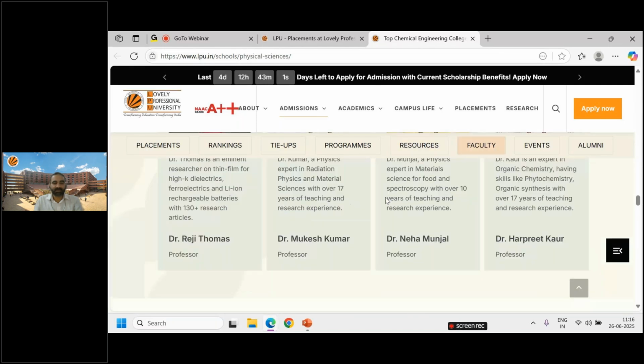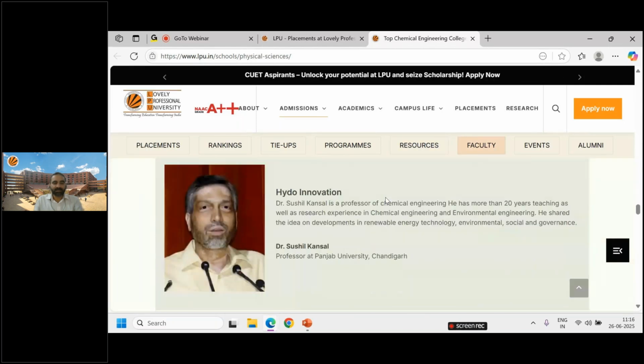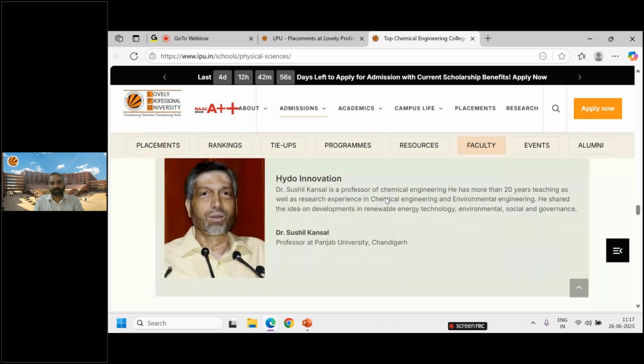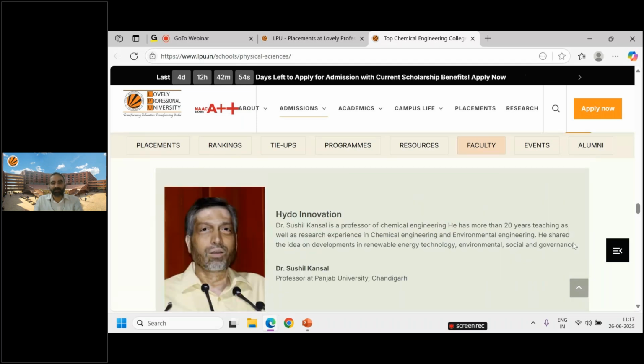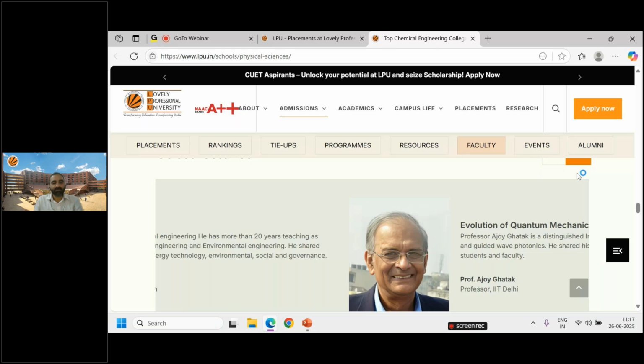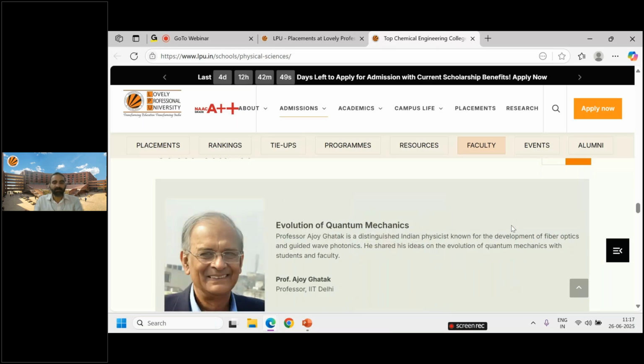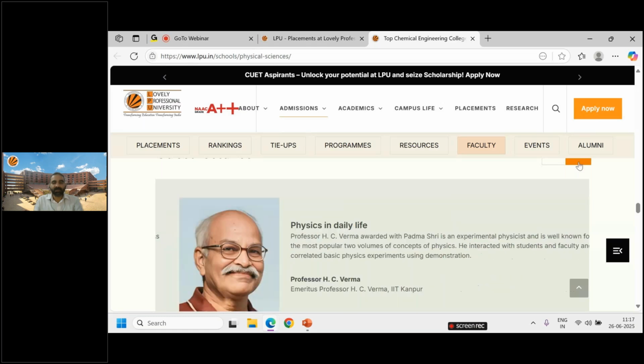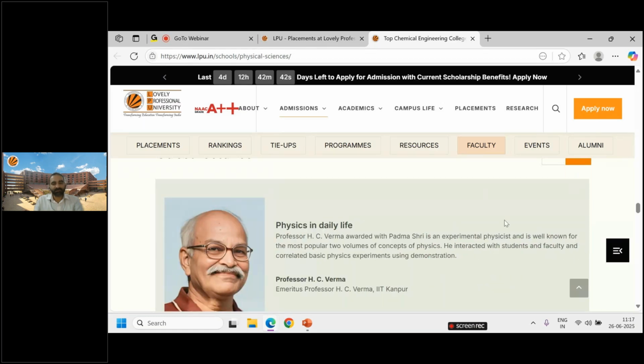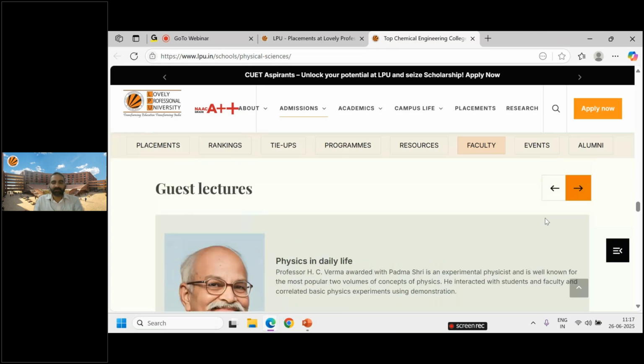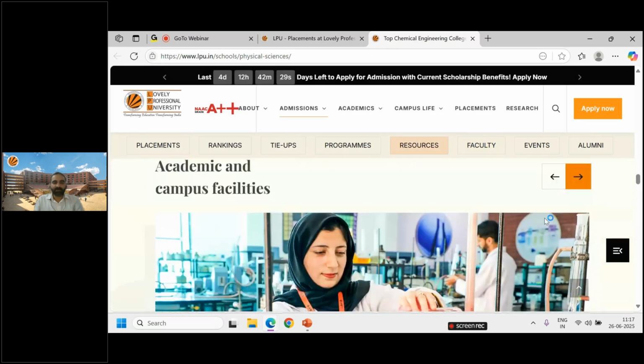Guest lectures, like in this case, you can see Dr. Sushil Kansal, professor at Punjab University, Chandigarh. Further, if I scroll over here, then Professor Ajay Ghatak, a very renowned name in quantum mechanics. Then Professor H.C. Verma, you know this name, a very renowned name in the subject of physics. So these are the things you can see.